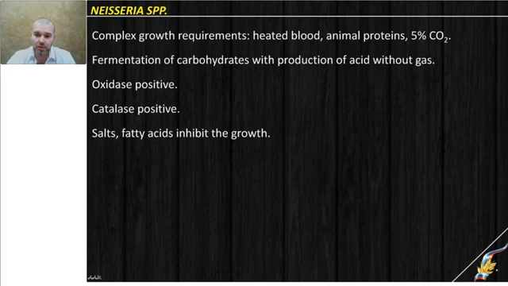Usually it is heated blood containing animal proteins. Growth of Neisseria is stimulated by an increased amount of CO2 up to 5%. Biochemical activity is not very suitable for identification of Neisseria, as well as for any other cocci, Streptococci and Staphylococci, because fermentation of sugars occurs with acid without gas, and several sugars are positive.